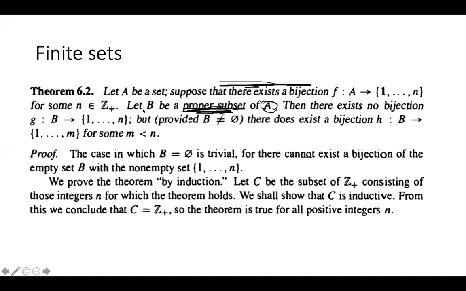The cardinality of B is lower than A, so there exists no bijection which maps from B to N elements, right? If you have fewer elements here, you can't map to greater elements and still have a bijection, provided that B is not the empty set, because if it's the empty set, then this will work. So this is just how we define the theorem. There does exist a bijection which maps B to M elements for some M less than N.